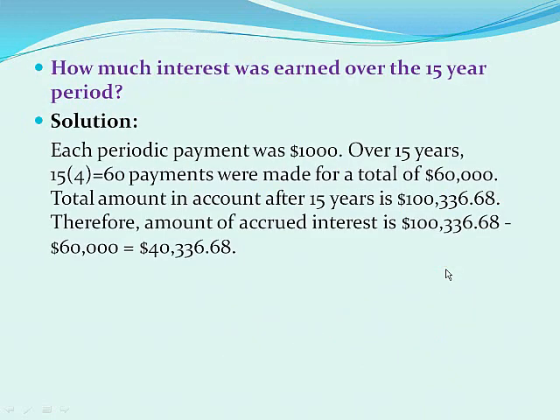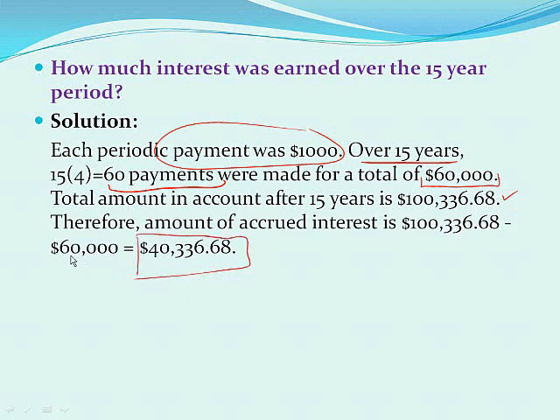Suppose we want to find out how much interest was earned over the 15-year period. We know that during the 15 years we make 60 payments, 15 multiplied by 4, and a total payment of $60,000. And the total value in the account is $100,336.68. So if we subtract the $60,000 payment made, the remaining amount will be the interest. So the total interest, subtracting 60,000 from the total amount, we get $40,336.68.